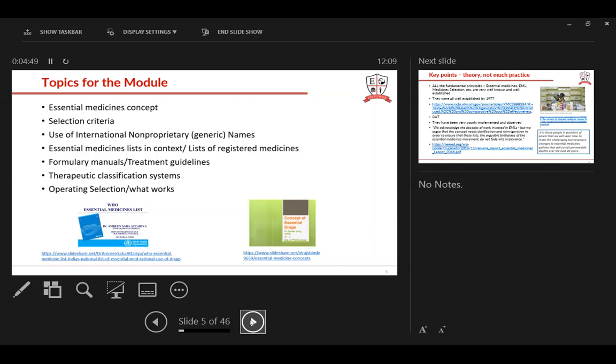And how is the essential medicine list selected? What criteria are set? The use of international non-proprietary names, which are the generic names. And we talk about the essential medicine list in context, the list of registered medicines. We talk about the formulary manuals, the treatment guidelines, and we also talk about the therapeutic classification system, the selection, and how it works.